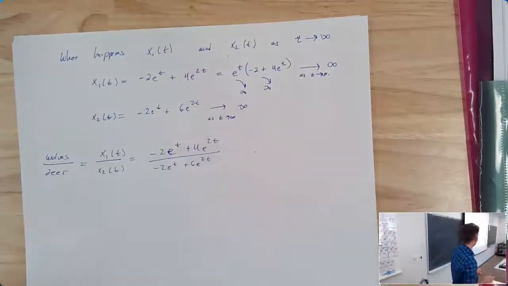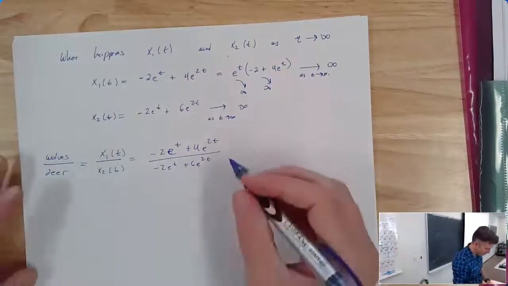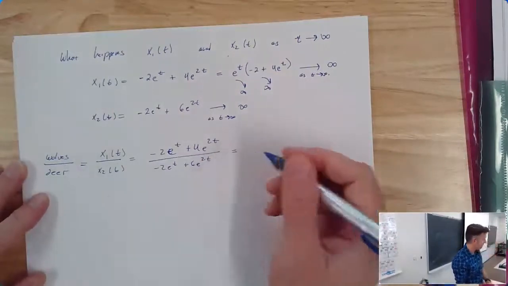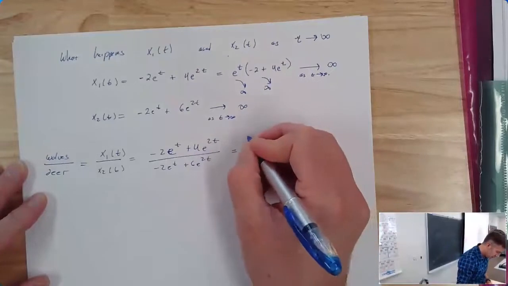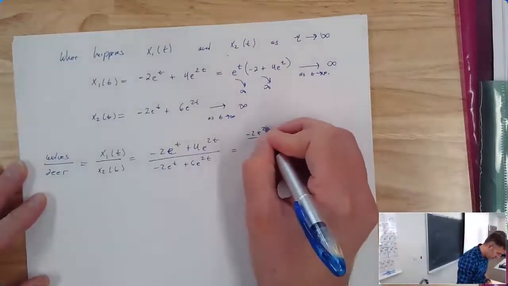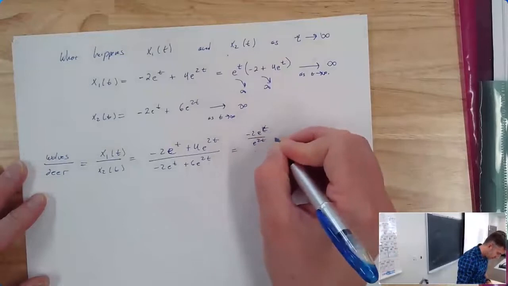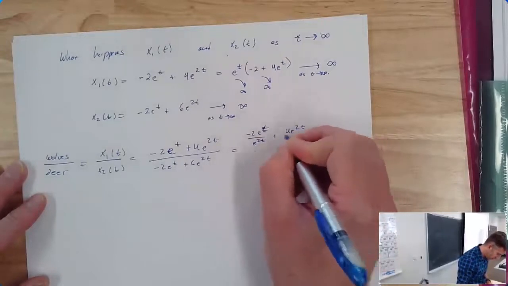Right. And also, you can attack this sort of limit, even though I haven't written the word limit, just like you would do something like x cubed plus 5x plus 1 over 2x cubed plus 7x minus 3, by dividing everything by essentially the highest power of your thing in the denominator. So now the highest power thing is the e to the 2t. So check this out. This is going to equal, if I divide everything by e to the 2t, negative 2 e to the t over e to the 2t plus 4 e to the 2t over e to the 2t.